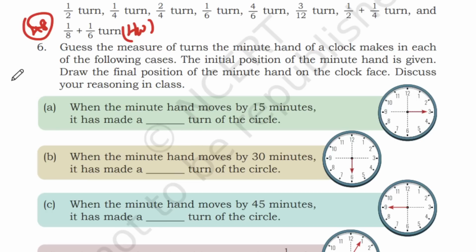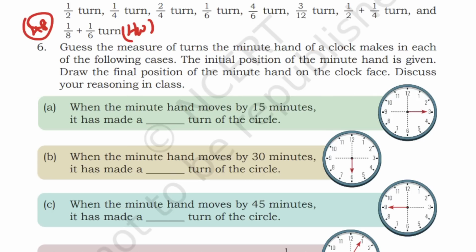Okay, I'm sorry students, so let's repeat. Guess the measure of turns the minute hand of a clock makes in each of the following cases. The initial position of the minute hand is already given. Draw the final position of the minute hand on the clock face. Discuss your reasoning in class.